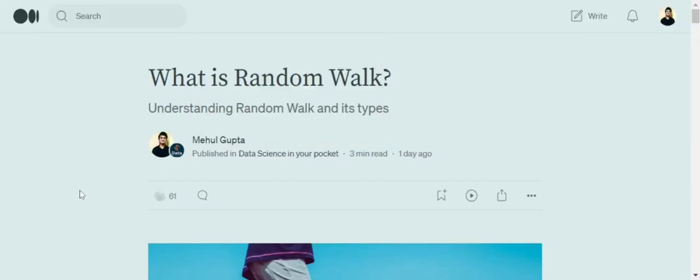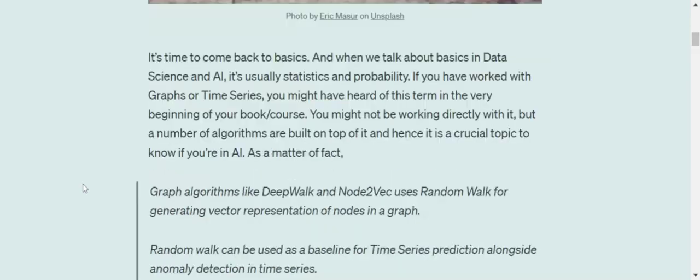So hi everyone, today we'll be talking about what is random walk in statistics and probability. So we have been talking a lot about LLMs and generative AI. Just to take a break from that, this time we'll be talking about random walk, which is a very baseline approach but is very, very useful in different domains in data science.